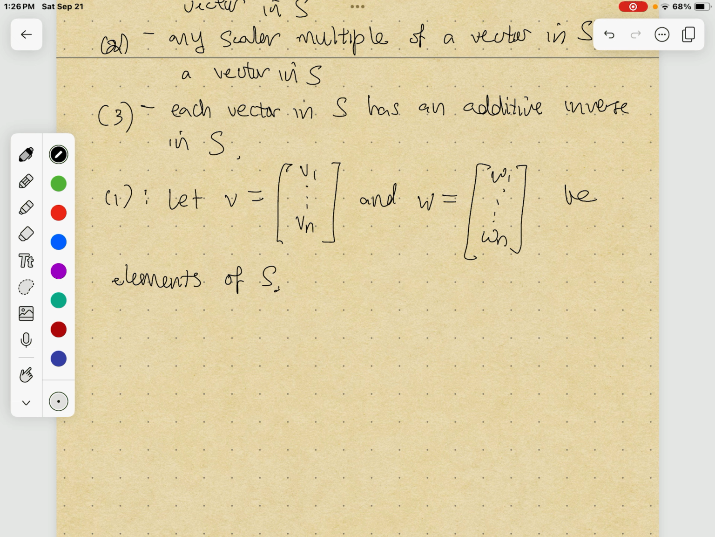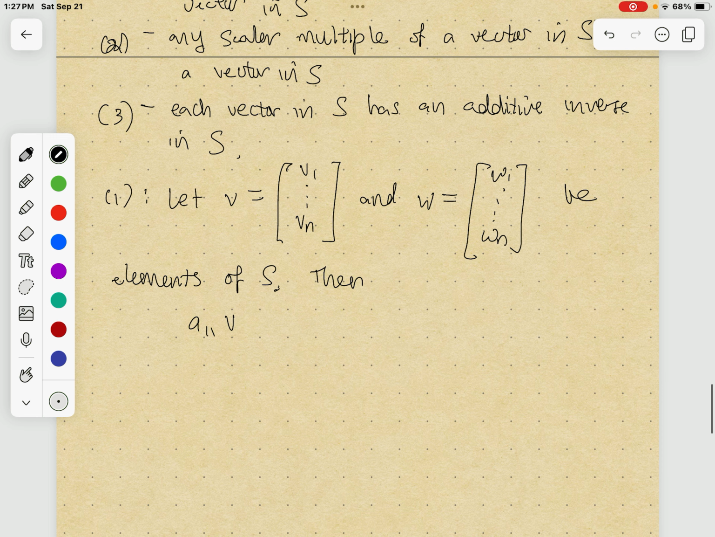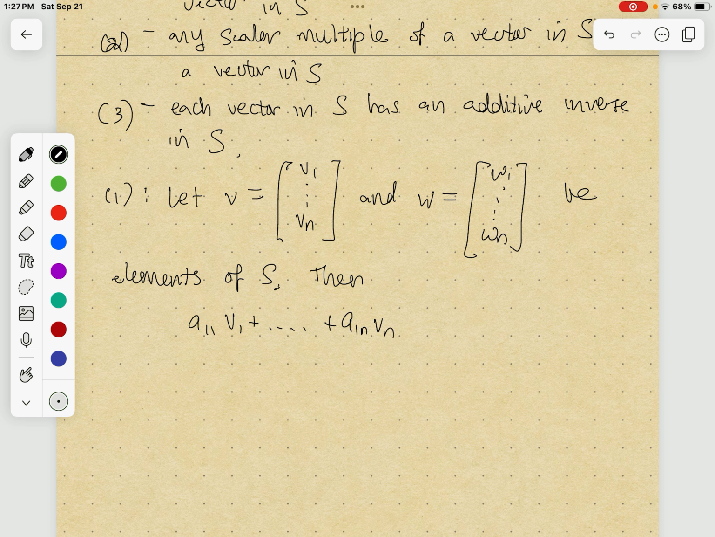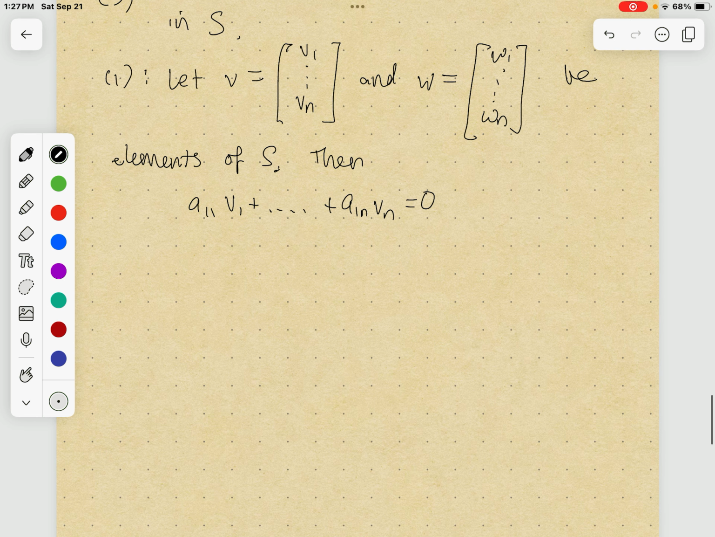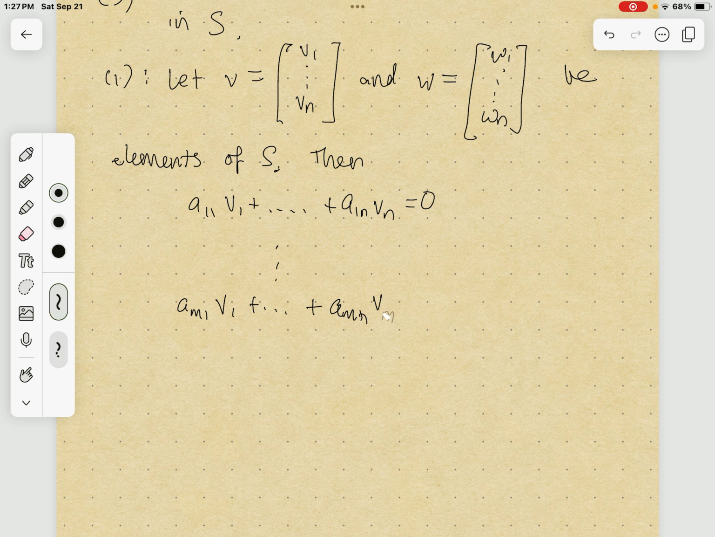Well, what does it mean for V and W to be elements of S? It means that they are solutions to the homogeneous system. So then A11 V1 plus dot dot dot plus A1n Vn. Now notice that the Vi's are scalars, right? They're elements of the field. So we have this is equal to 0, and we have Am1 V1 plus dot dot dot plus Amn Vn is equal to 0.